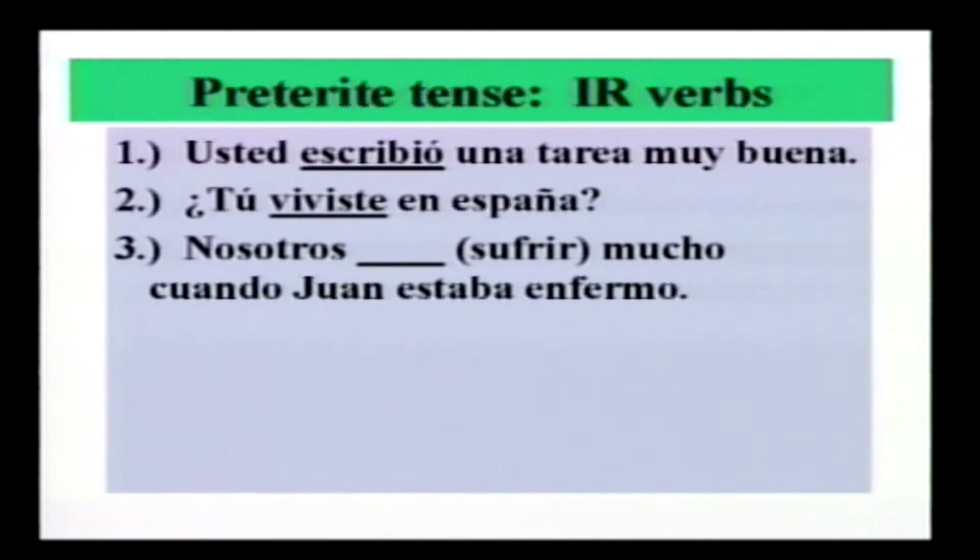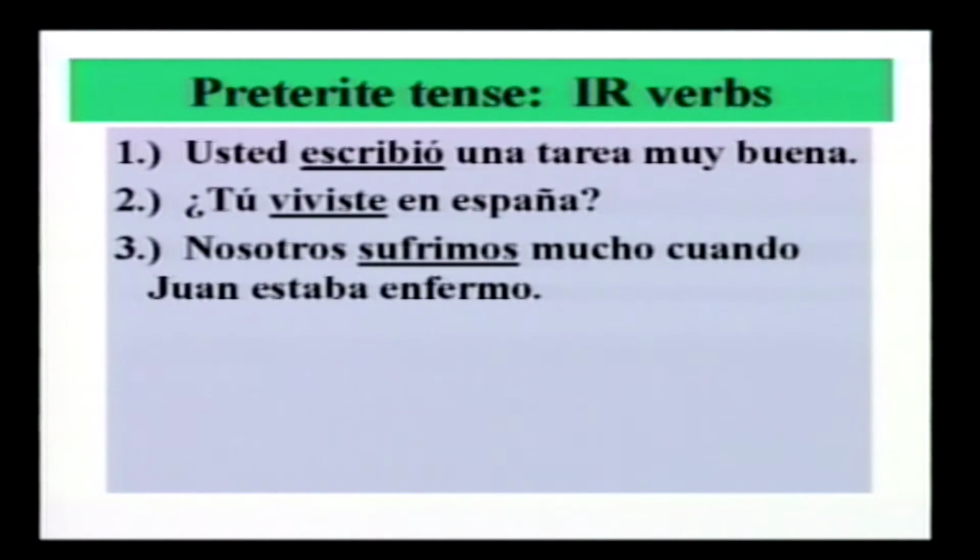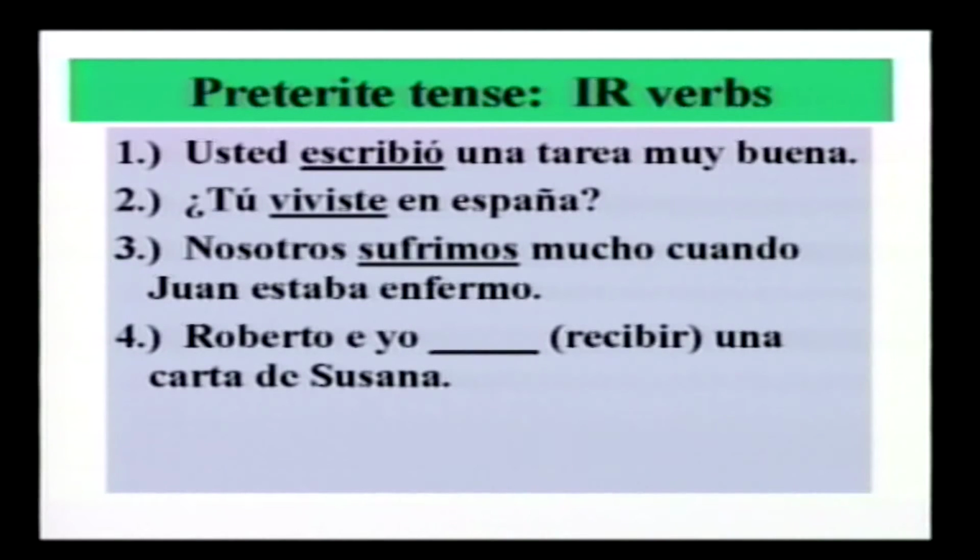Good. The 3rd one. Nosotros, blank, mucho, cuando Juan estaba enfermo. Sufrir is to suffer. So we suffered much when Juan was sick. Sufrimos. Sufrimos. Para número 4, Roberto e yo.